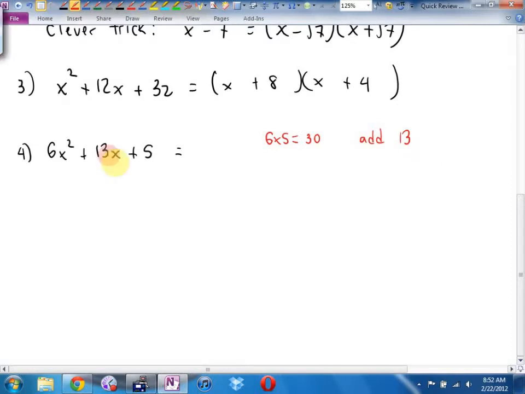What we do is we break this up. So we drop the 6x squared down. We drop the plus 5 down, but we break this 13x up into the 3x and the 10x. And it doesn't matter which order you write it in. I could have written 3x plus 10x, or I could have written 10x plus 3x. Sometimes one will be easier than the other, and that's fine.